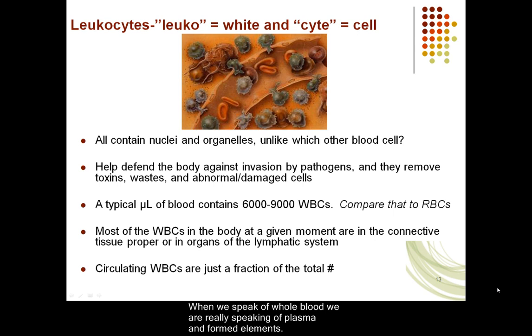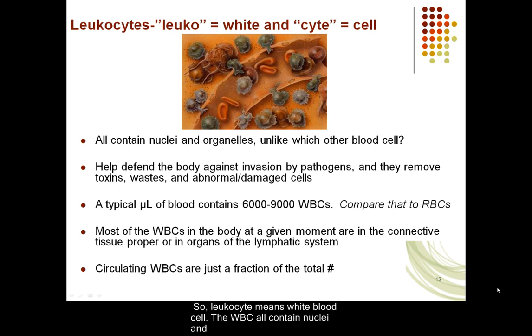When we speak of whole blood, we are really speaking of plasma and formed elements. Formed elements are red blood cells, platelets, and white blood cells. I've discussed plasma, erythrocytes, and platelets. Now it is time for a discussion on leukocytes. The prefix leuko means white, and the suffix cyte means cell. So leukocyte means white blood cell.